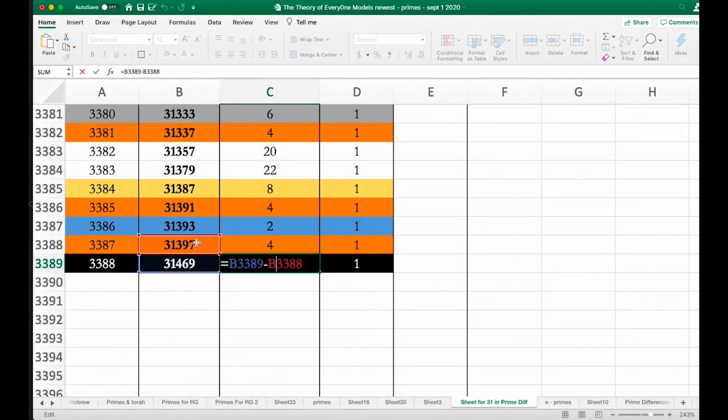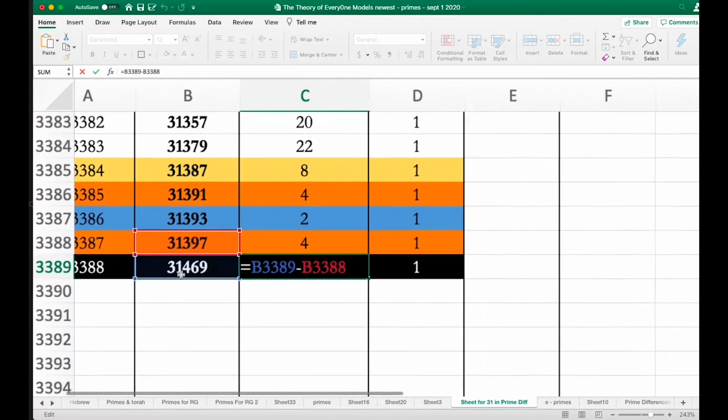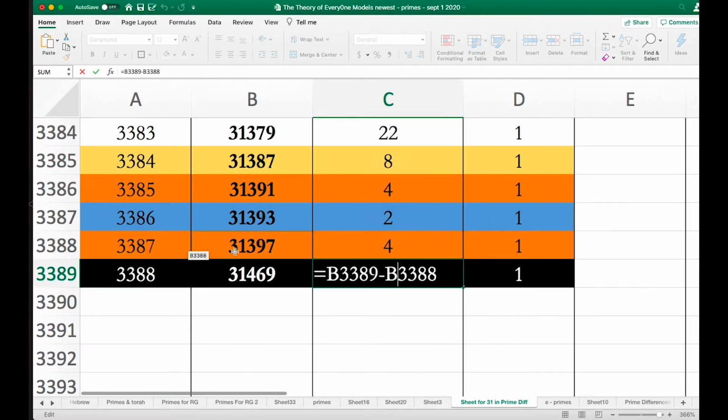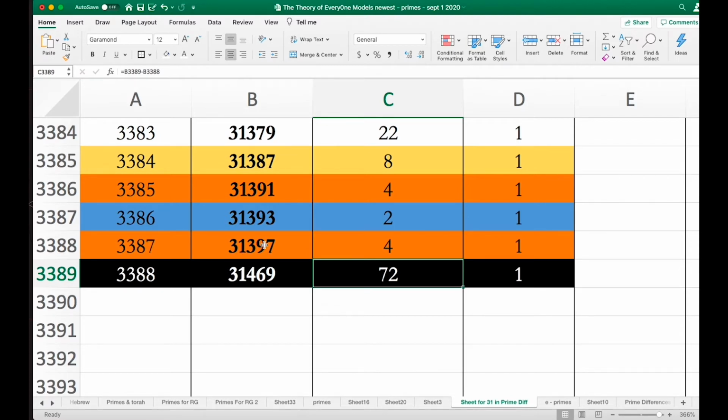The difference of 72 between one prime number, which is 31469, and the previous one, 31397. That's not a coincidental number, it doesn't seem like. And that number falls on the prime number that is 3388.